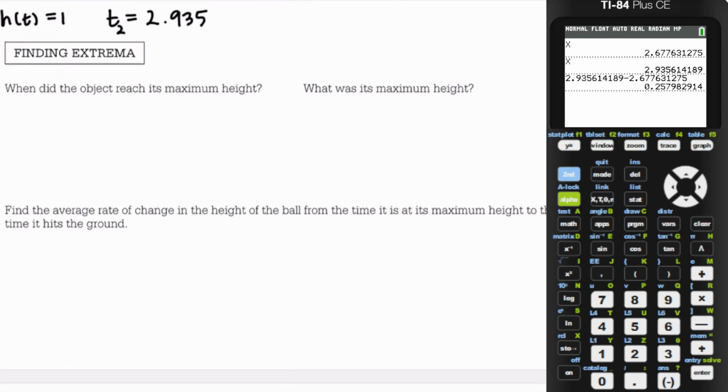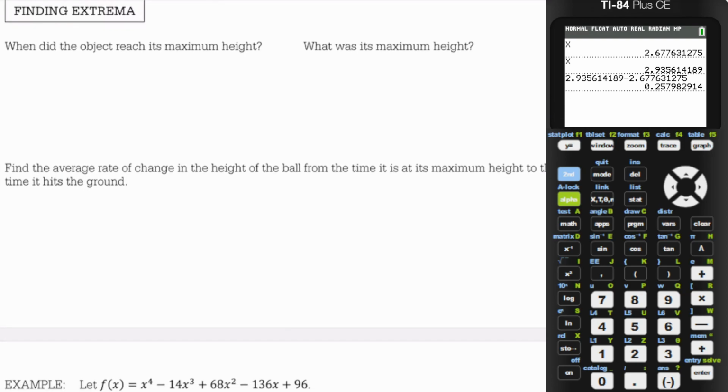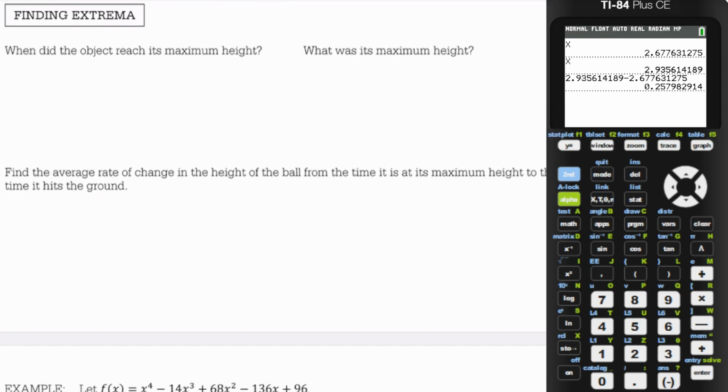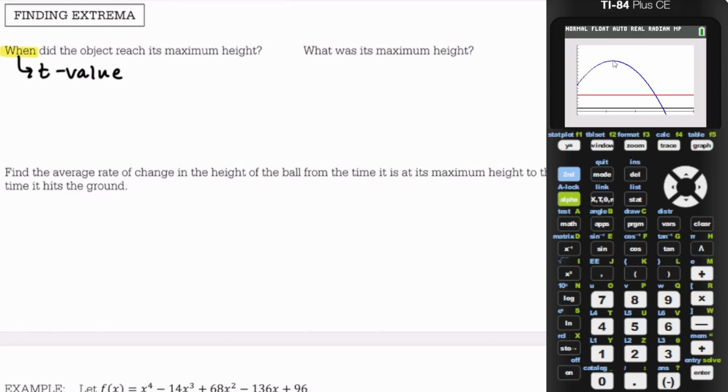Okay, now we need to find some extrema as well. So when did the object reach its maximum height? When, that's asking for a t value. So I want to find the coordinates of the maximum, and really I want the t coordinate of the maximum. So I go back to the graph. I see it's happening right about here. But I'm not going to use trace. That's not very accurate. I'm going to use calculate.